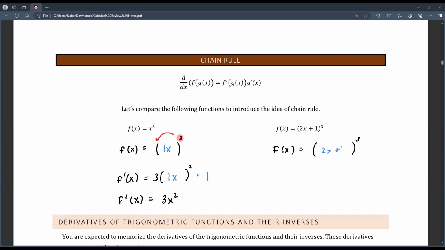We follow the tenets of power rule to take the derivative of the outermost function, but then we need to remember to multiply by the derivative of the inside function as well. The completed derivative rule should be 6 times the quantity of 2x plus 1 squared. This is an important rule for derivatives, and one that you should think about every time you need to take a derivative.